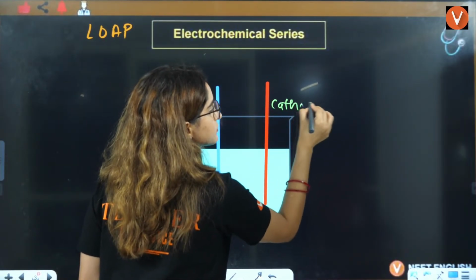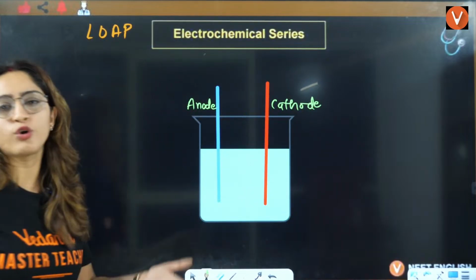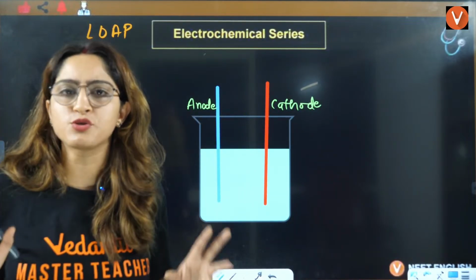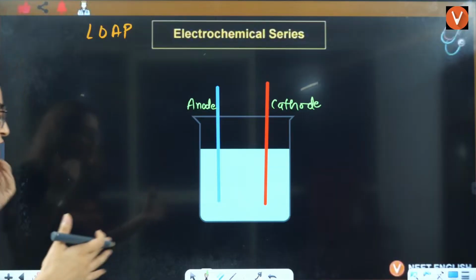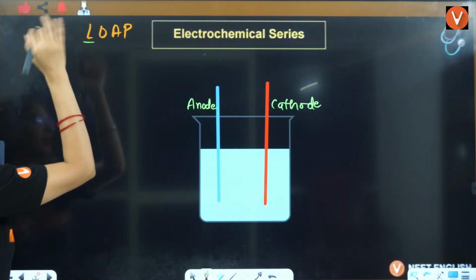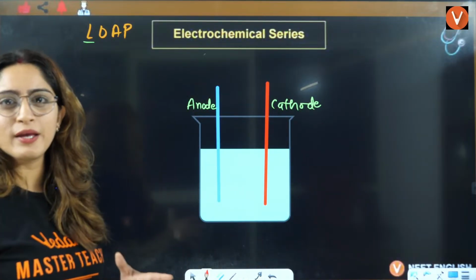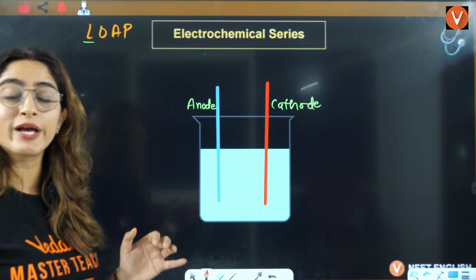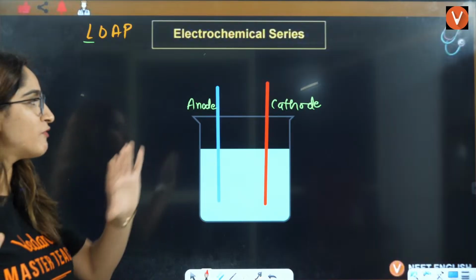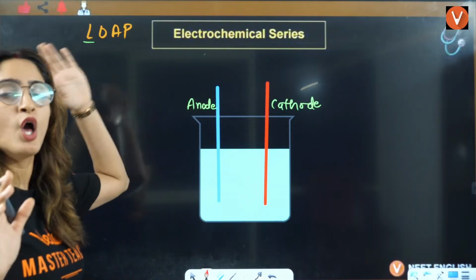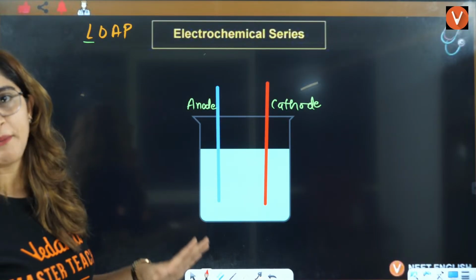Right? Now, at the anode, oxidation always happens, so there is no worry on that. And oxidation is always accompanied by loss of electrons. So let's say I am talking about copper electrolysis. I am giving you just one example. We are going to study a lot of examples, right?